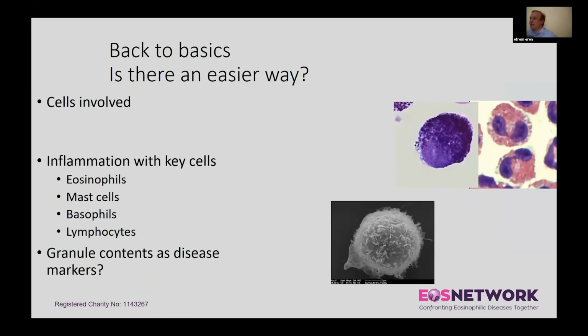The next thing, and this is something I'm particularly interested in, is: is there an even easier way to monitor disease activity? And really I started thinking about this when I started seeing patients with EoE. Being an immunologist and working in the immunology lab, we're dealing with tests to monitor disease activity for a number of things, including allergies and IgE. And we just thought, well, what about the cells that cause inflammation in EoE? Well, there are eosinophils, of course. You see mast cells, basophils, lymphocytes, and all of these produce various chemicals that we can measure in the lab. So could that be a way?